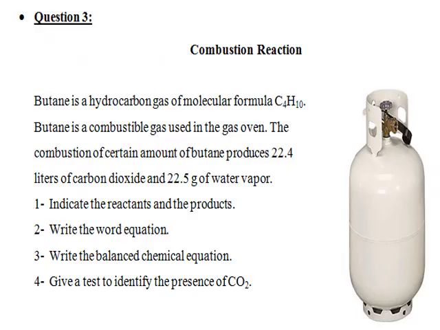Moving back to question number 3, combustion reaction. Butane is a hydrocarbon gas of molecular formula C4H10. Butane is a combustible gas used in the gas oven. The combustion of a certain amount of butane produces 22.4 liters of carbon dioxide and gives 22.5 grams of water vapor. Identify the reactants and the products.